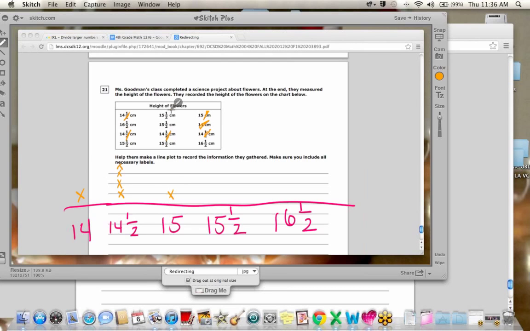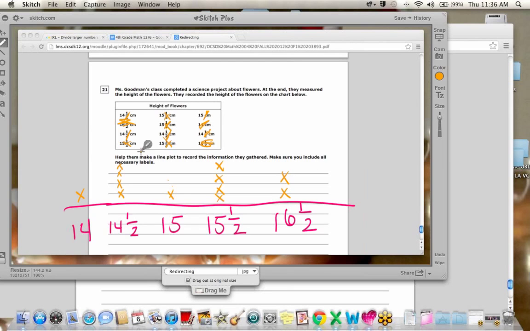How many times does 15 and a half appear? 1, 2, 3, 4. Okay. How many times does 16 and a half appear? 1, 2. Twice, so I'll put 2 X's. Okay, so there is my line plot. That's all I have to do because that's all they're asking me to do.